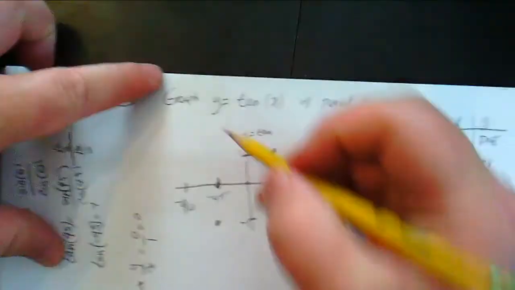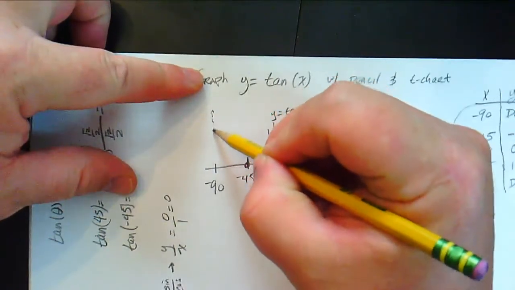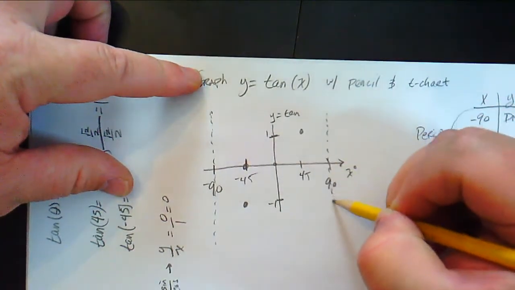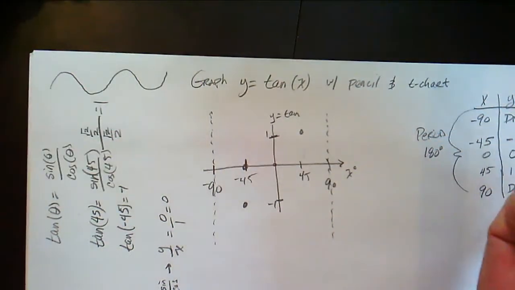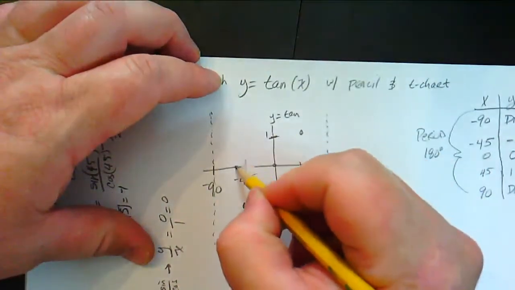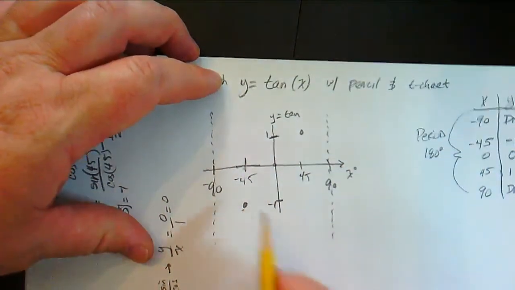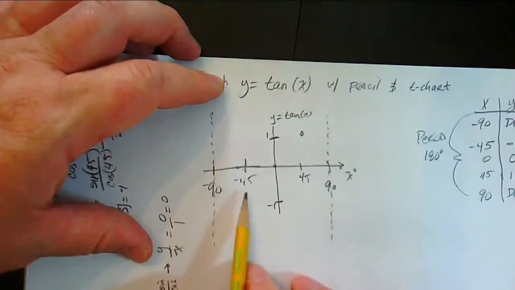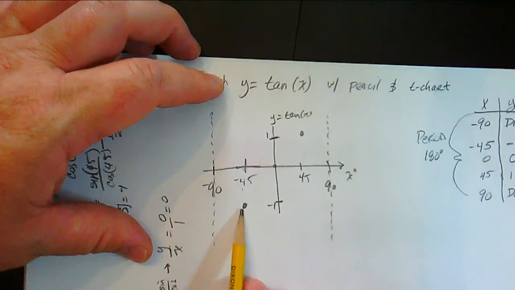So what we end up with are these vertical dotted lines, they're called asymptotes. They're actually not part of the graph. A graph's a picture of all the answers. So every time you put a dot on your graph, like right here, this coordinate says for y equals tangent of x, if x is negative 45, then tangent of that number is negative 1.